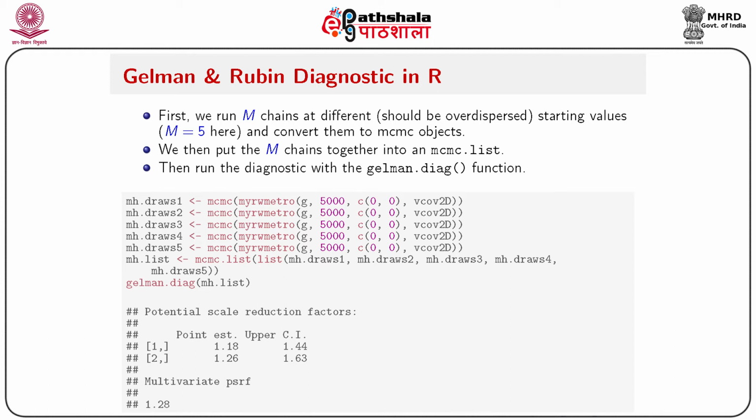The point estimate is 1.01, 1.24. The upper confidence limit is 1.02 to 1.64. So 1.01 is quite fair. The multivariate potential scale reduction factor is 1.28. Somehow it's still acceptable.